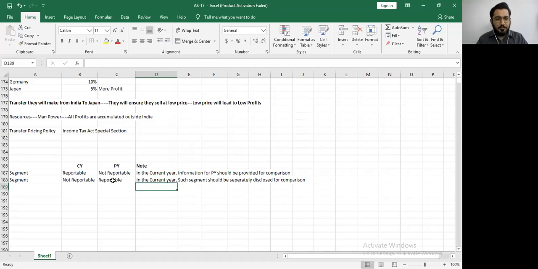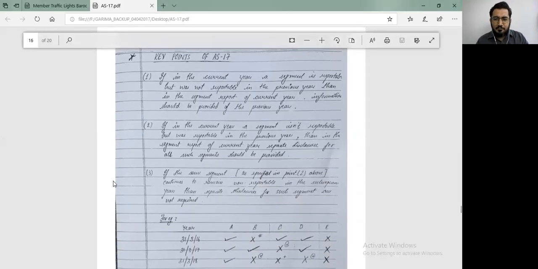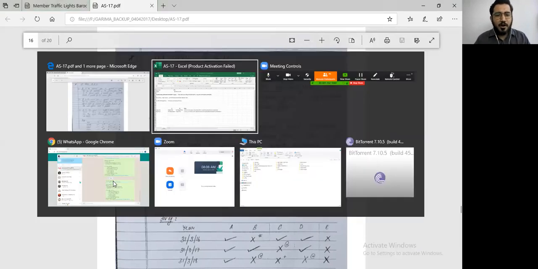Are you getting it? Again, I am repeating for you. If a segment is reportable in the current year but not reportable in the previous year, then in the current year, information of the previous year should be provided for comparison. Point number 2: if a segment is not reportable in the current year but was reportable in the previous year, then in the current year, such a segment should still be separately disclosed for comparison. Are you getting it? Then come to the next point, which says if the same segment as specified in point number 2 above continues to remain non-reportable in the subsequent year also, then separate disclosures for such a segment are not required. Okay, very good point.